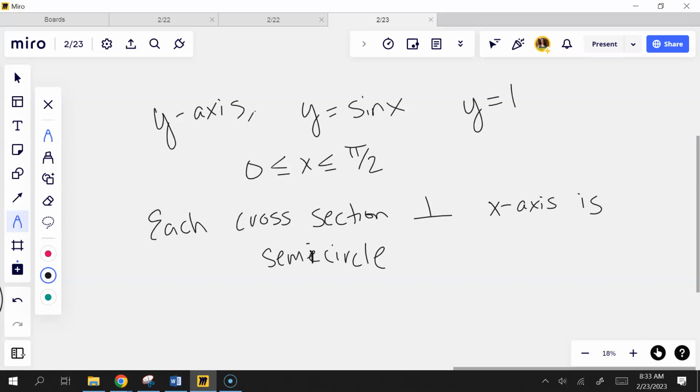Find the volume. That's it. That was the whole problem. Find the volume. Each cross section is perpendicular to the x-axis and it's a semicircle.